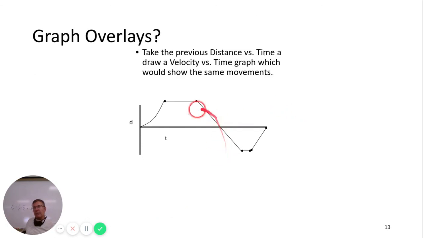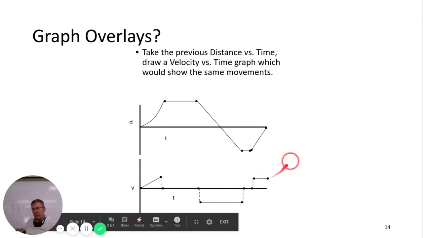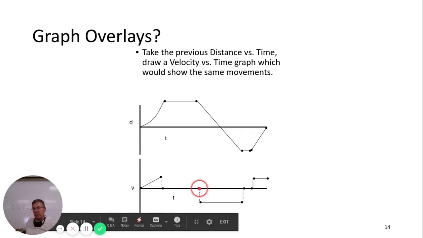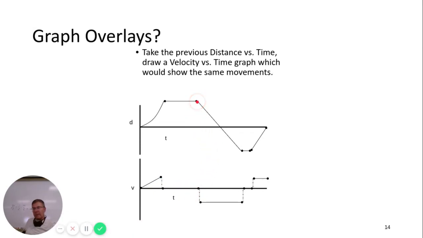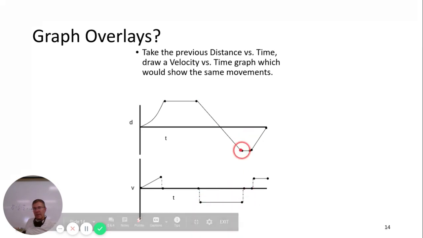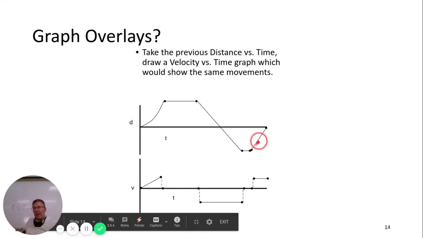Graph overlays. Let's take this graph, distance versus time, and draw what a velocity graph would look like from this graph. And if you look, here's constant acceleration. So this is what constant acceleration looks like for a velocity. Here's not moving, so your velocity is zero. Here is a negative constant velocity. So this would be down here. Stopped again, zero. And then positive, it's going back home. Positive velocity, constant velocity. Good job.